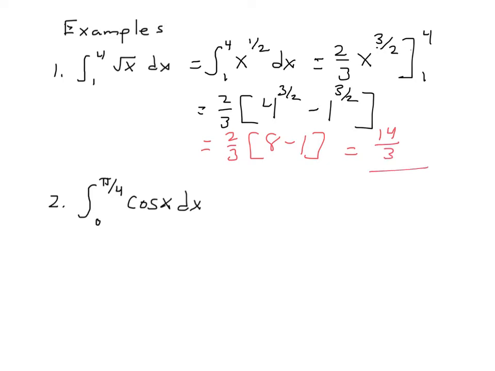What I'd like you to do right now, let's do this. You went through and found the antiderivative of cosine. When you did that one, you should have found that to be sine. So this is going to be sine of x going from 0 to pi/4.